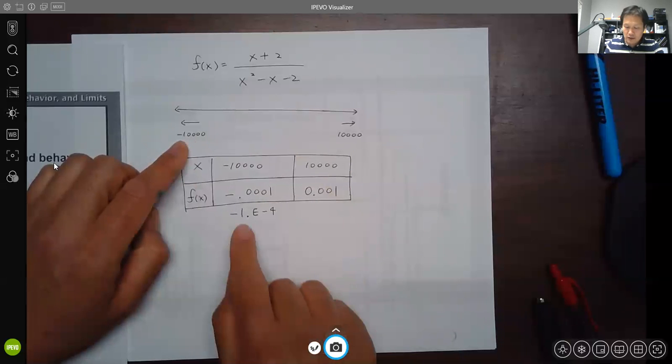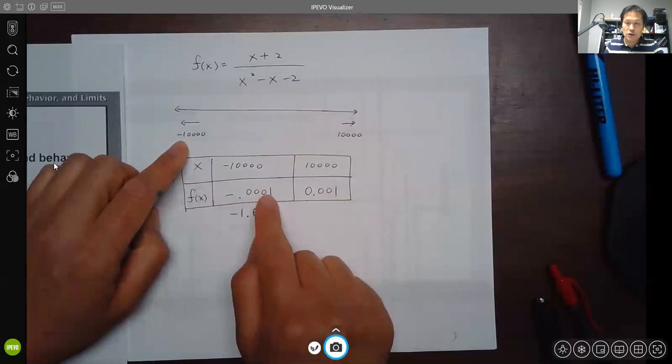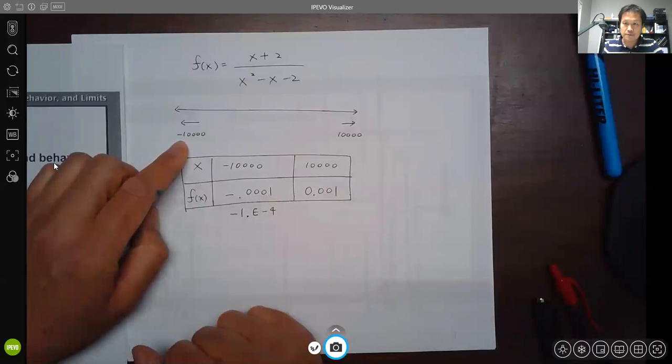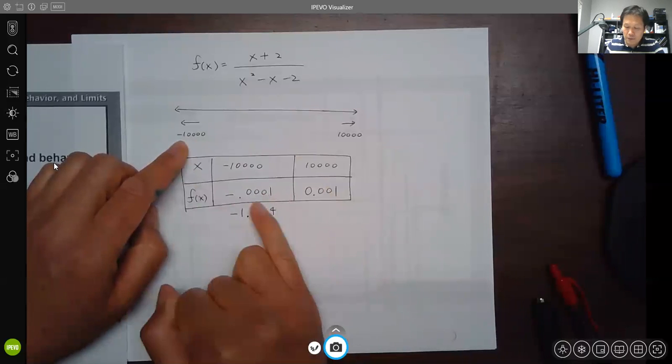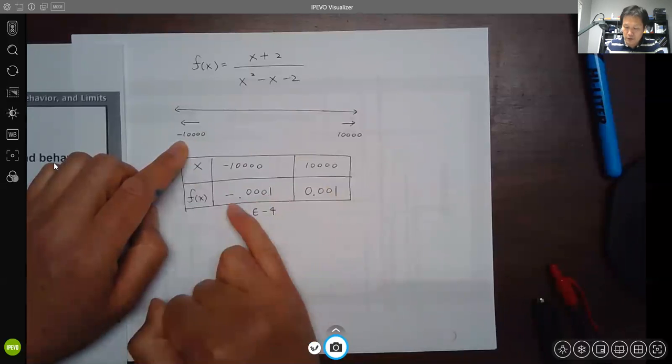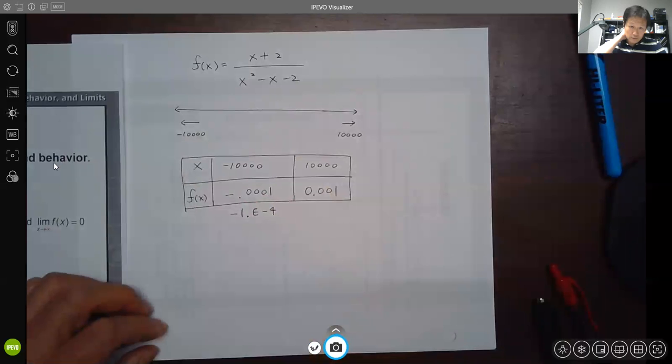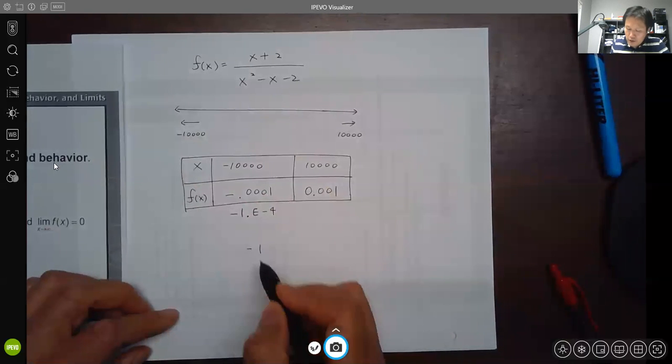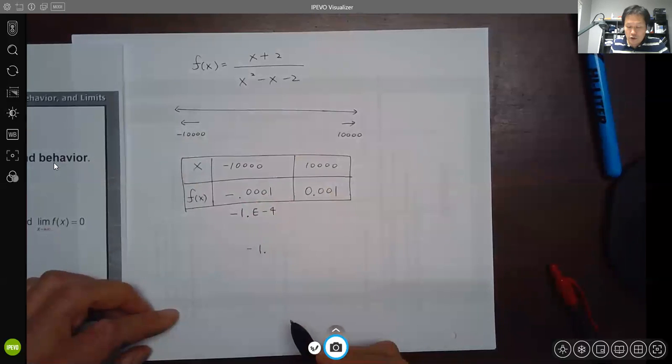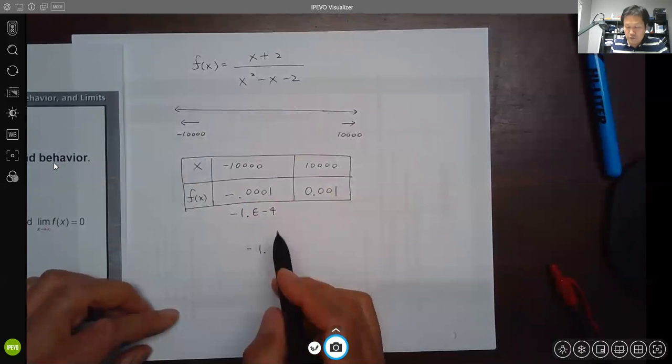Plug it in, minus 10,000, it's minus 0.001. That's almost a 0. Okay, your calculator might present the value as E minus 4. It's a scientific notation. So you start with minus 1, and the decimal is here. E minus 4 means move the decimal to the left.